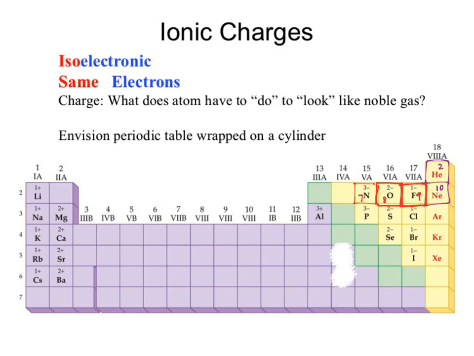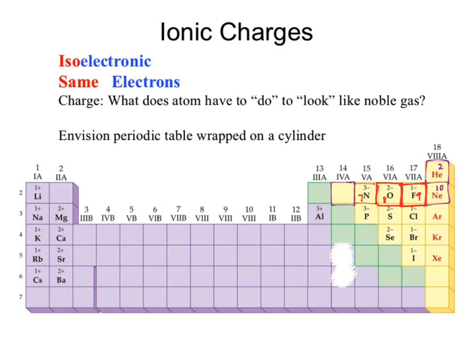Nitrogen with 7. To look like neon, what does it have to do? Gain 3. To look like helium? Lose 5. Which is easier? Gaining 3, so nitrogen carries a -3 charge.